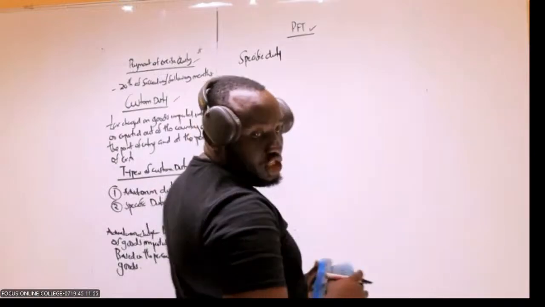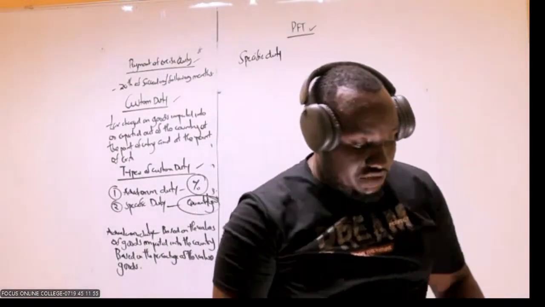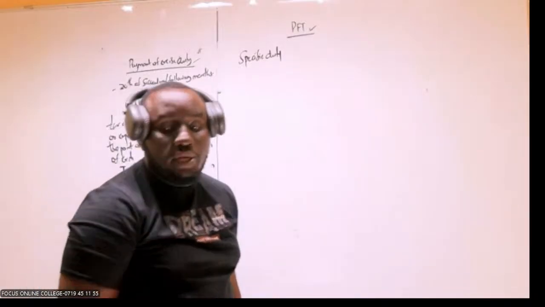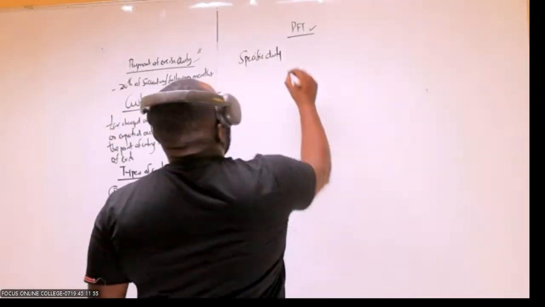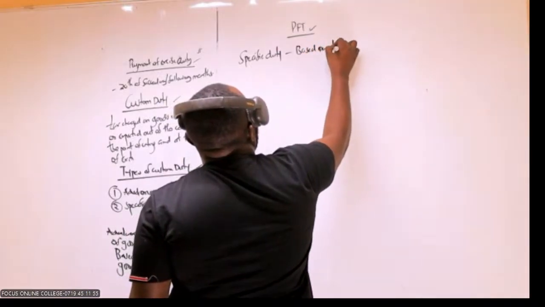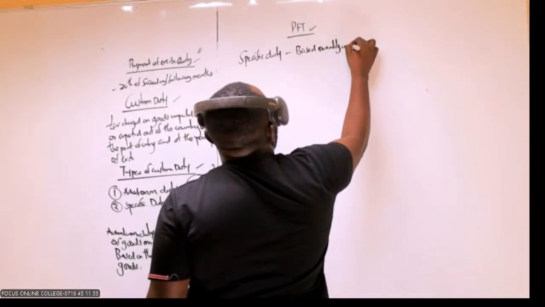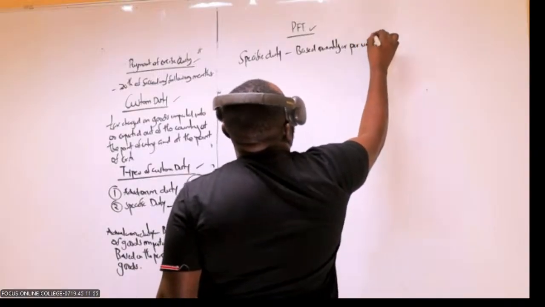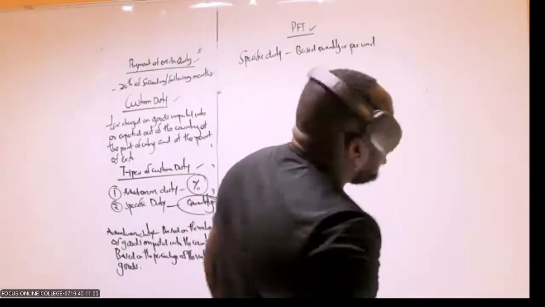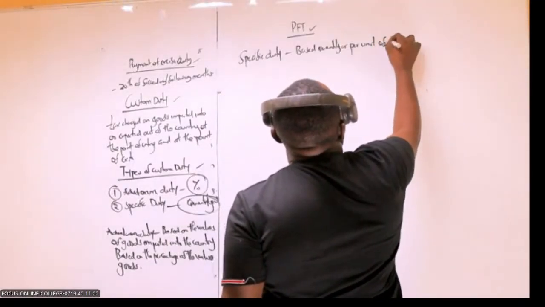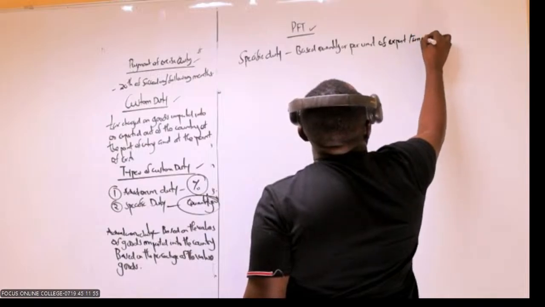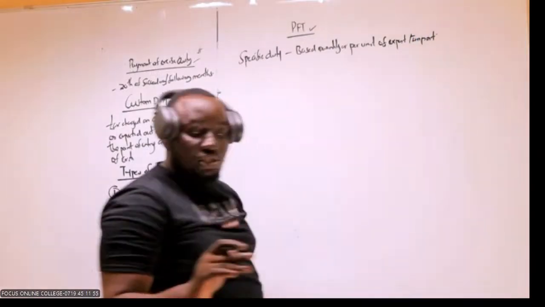So whenever we talk about specific duty, we are saying that this is based on quantity, or per unit of export or import. Based on what's called quantity, or what's called per unit. We have it as per unit of exports or inputs. So that is what's called specific duty.